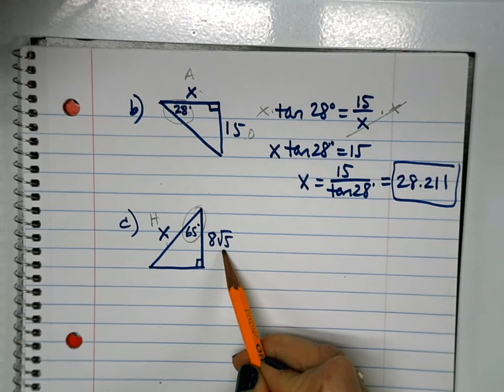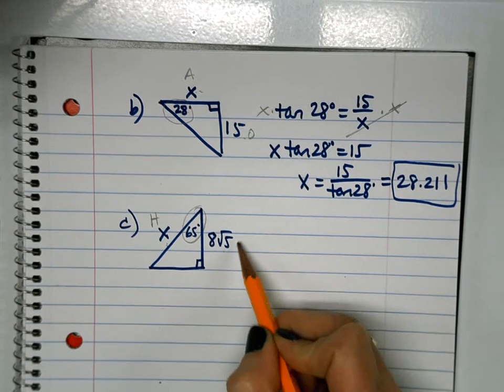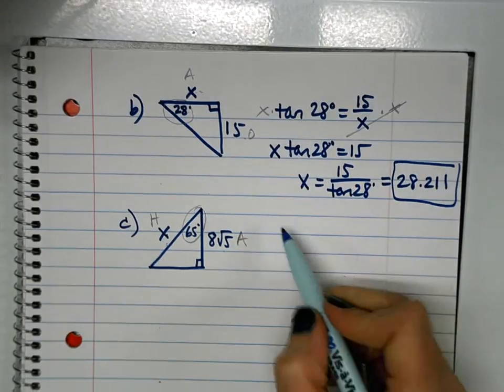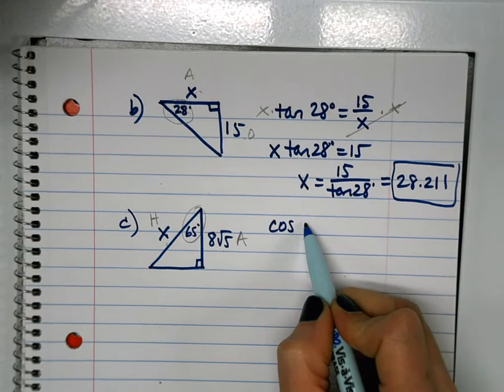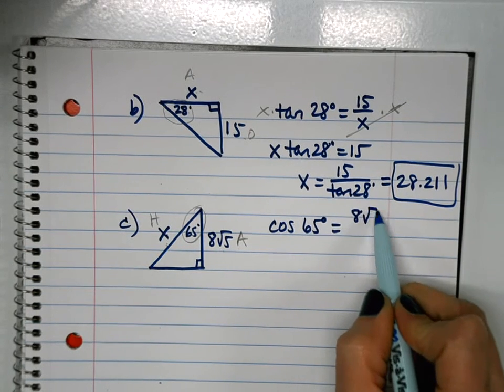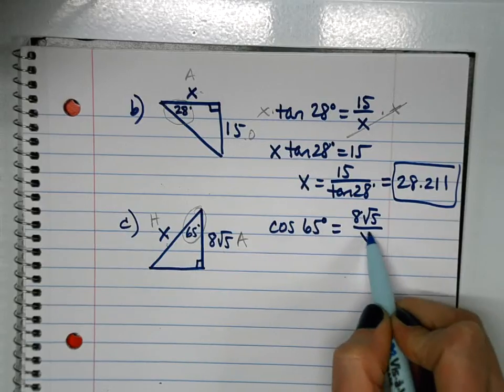What is 8 root 5? Adjacent, so that's the a. So which one had a and h? Cosine, right? Adjacent, hypotenuse, cosine. So we say the cosine of the angle equals the adjacent over the hypotenuse.